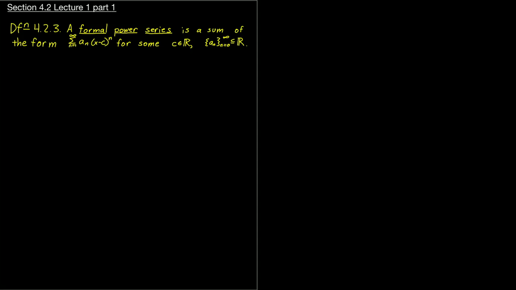So now, when talking about formal power series, we're going to say that 0 to the 0 is 1. Normally it's an undefined form, but if it's x minus c to the n, where x happens to be c and n happens to be 0, we're going to just say that to be 1.